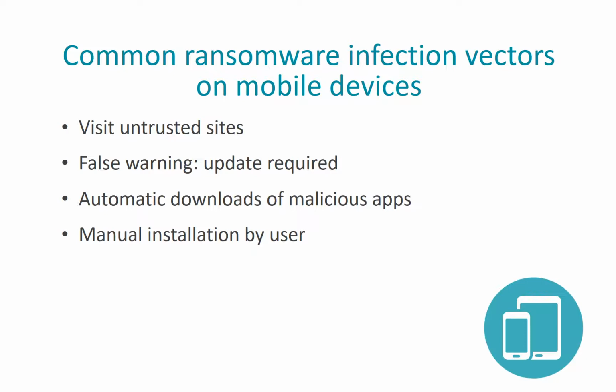On the mobile side, there are a few different ways you can get infected. First, visiting untrusted or unsafe sites. Next, false warning pop-ups indicating that you are required to update something. When you click update, you are brought to a malicious payload. Automatic download of malicious apps. Once again, this is similar on the computer side, where the download can happen automatically. Then finally, manual installation by the user, where the user may think they are downloading something safe or benign, and in fact are just downloading malware directly to their mobile device.